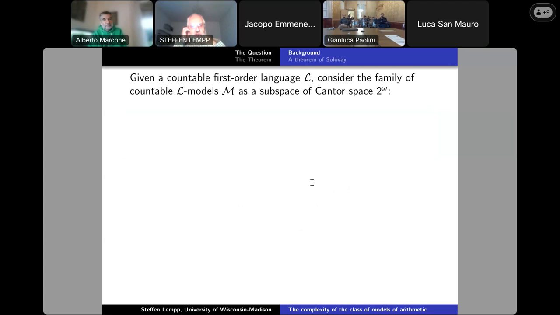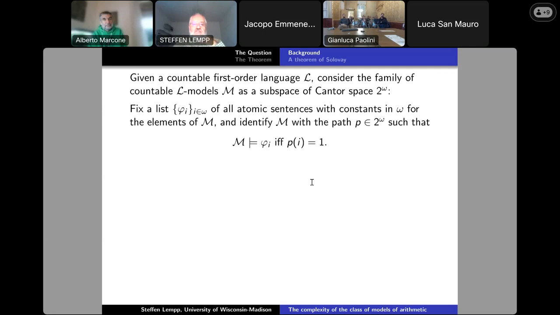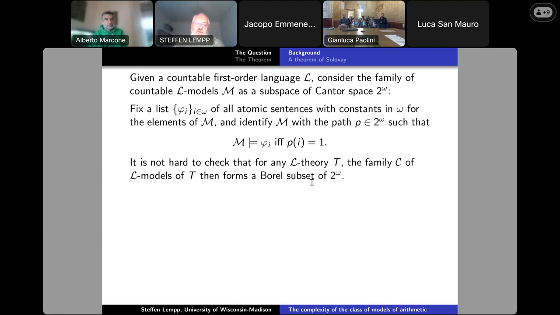So if we have a countable first order language, and we look at the family of countable L models, then we can consider that as a subspace of Cantor space 2 to omega by the usual coding. Namely, you fix a list of all atomic sentences, phi I, with constant symbols from omega to denote the elements of M. And then we identify a model M with a path P through Cantor space such that the model satisfies the sentence phi I in the constant symbols if and only if P of I is equal to 1. Okay, this is kind of an obvious trick. And it's not hard to check that for any L theory T, the family C of L models of T forms a Borel subset of 2 to the omega.